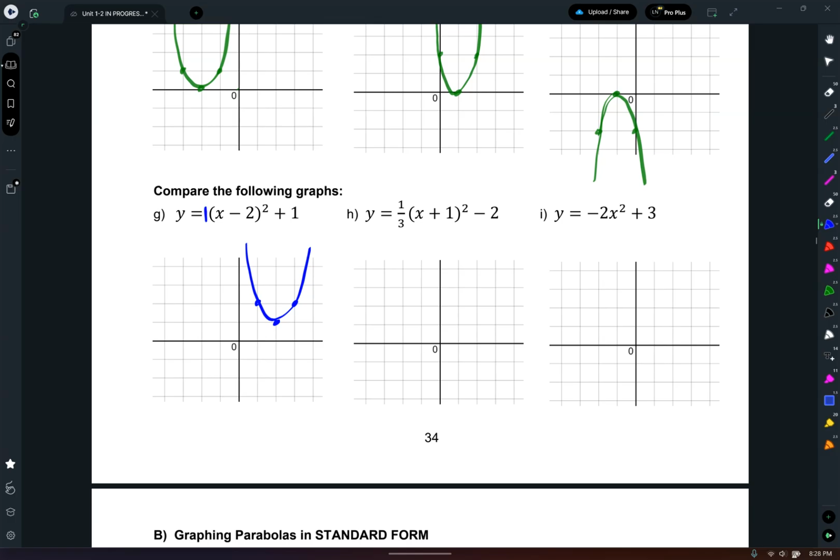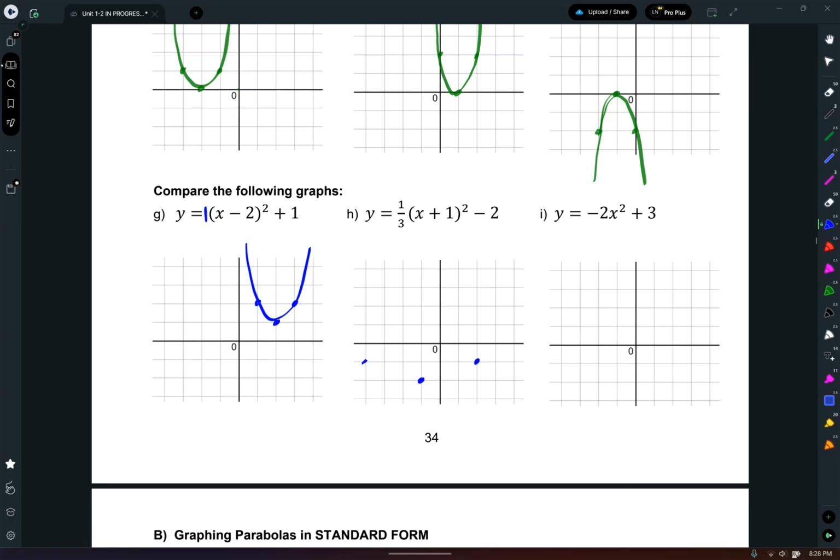Okay, so on this one, the plus 1 is going to be left 1. The minus 2 is down 2. Now on this one, the slope idea is 1/3. So fractions make it wider. But you don't mark off like up 1 over 3. It doesn't work that way.